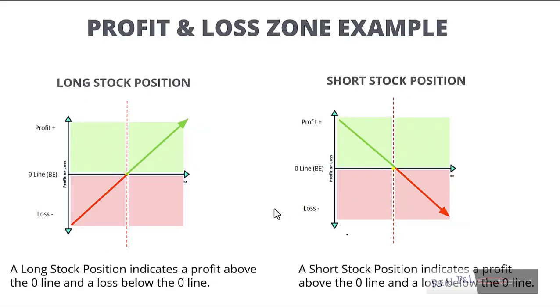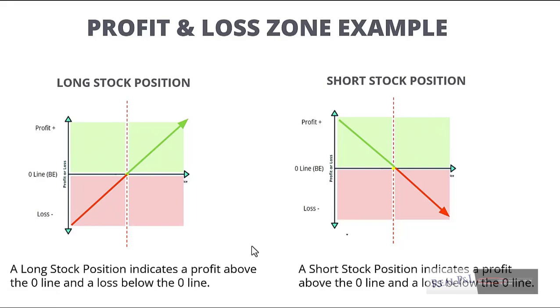So a long stock position indicates a profit above the zero line. So here is the profit zone. Any price, see the price would be along here. Anytime the price goes up, you're going to be in this profit zone here. Or if the price goes down, you're going to be losing in this losing zone here.